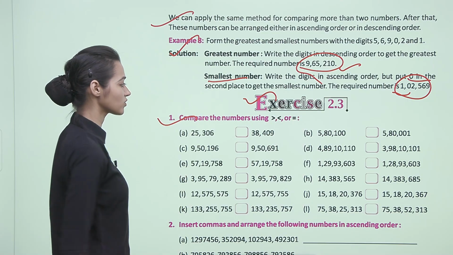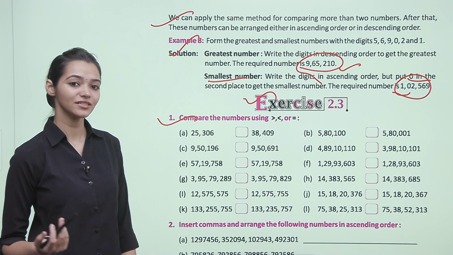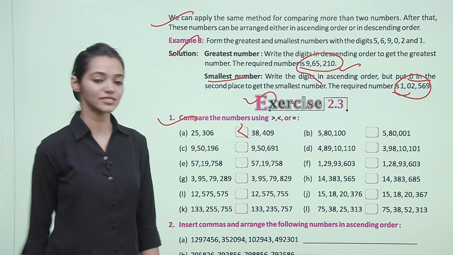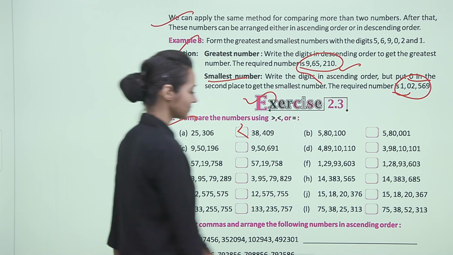Now let's start with exercise 2.3. In the first one we have to compare these numbers and tell which one is greater. So the right one is greater. That's how we can complete the remaining part.